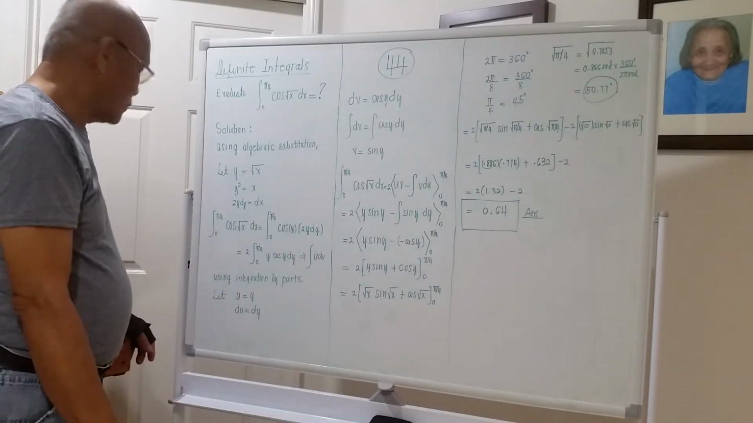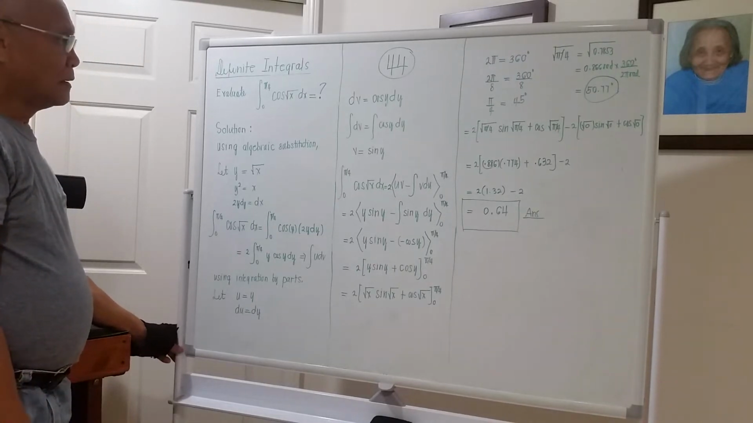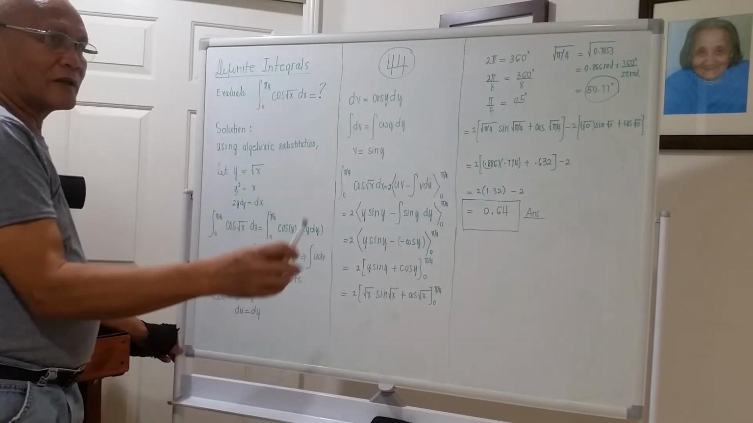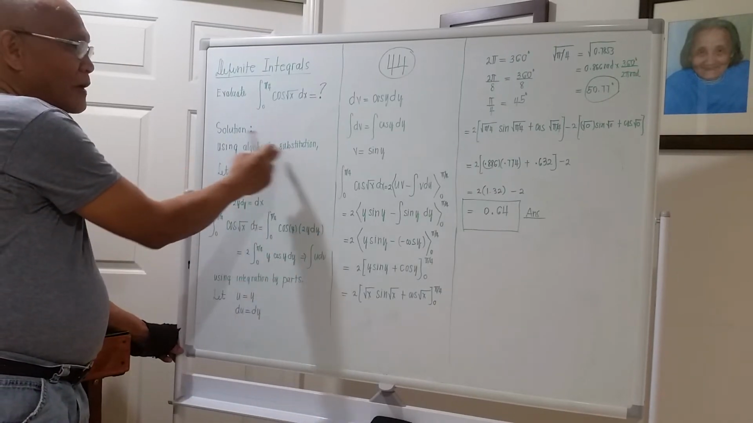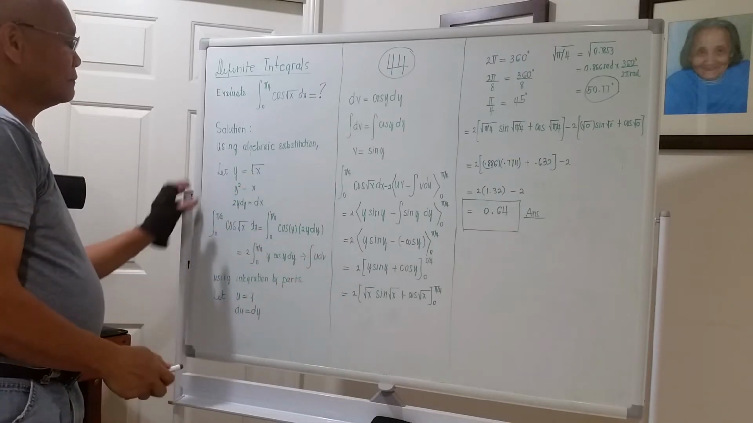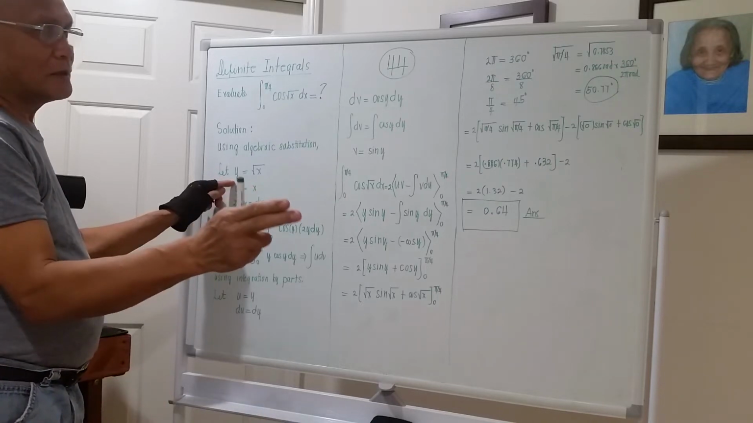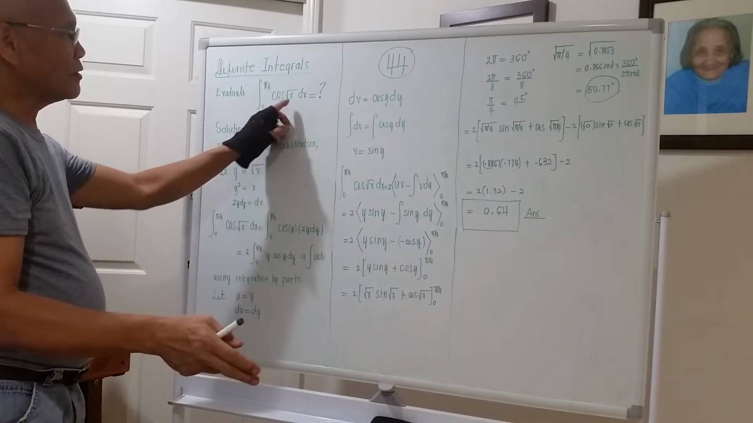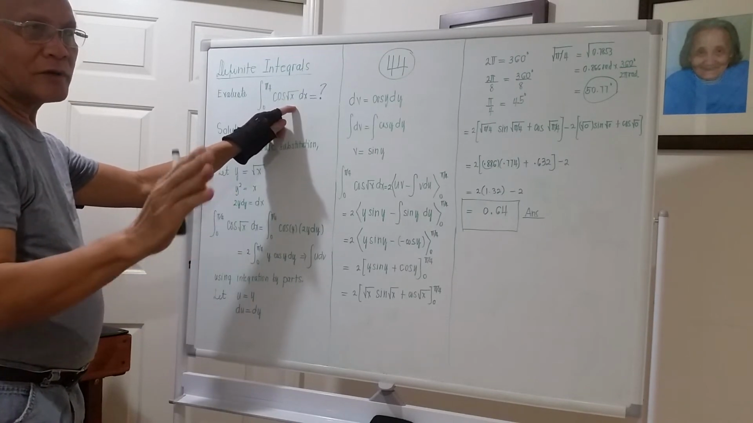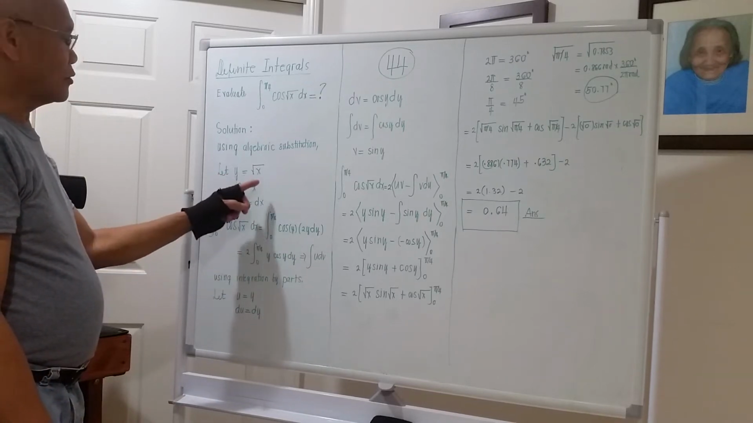Okay, let's bring out the solution. The solution will be something like this. Using algebraic substitution, it's not trigonometric. We let y. The complicated term in the given problem is the square root of x, so we'll try to simplify this one by using algebraic substitution. So we let y equal to square root of x.